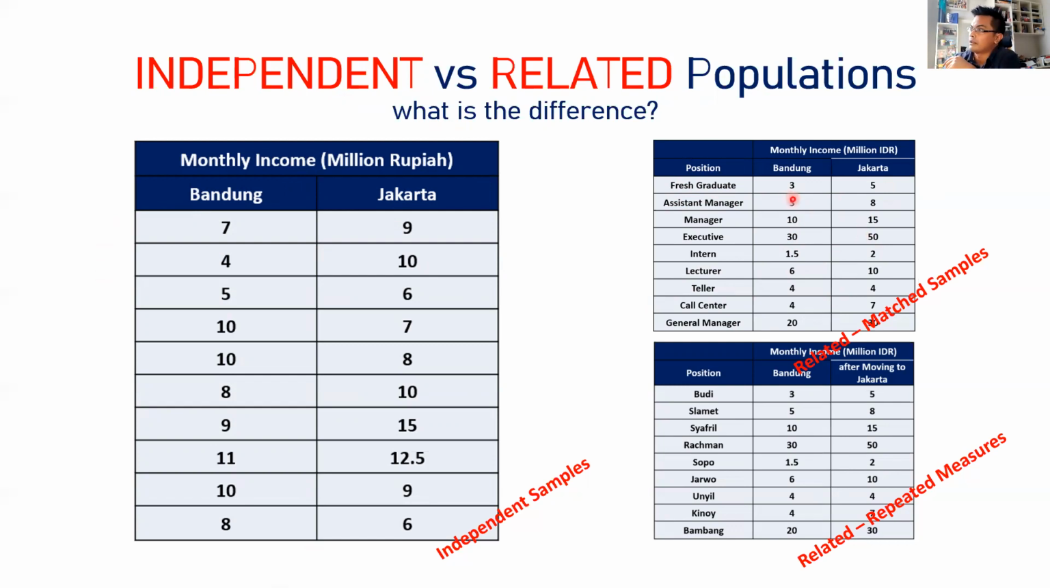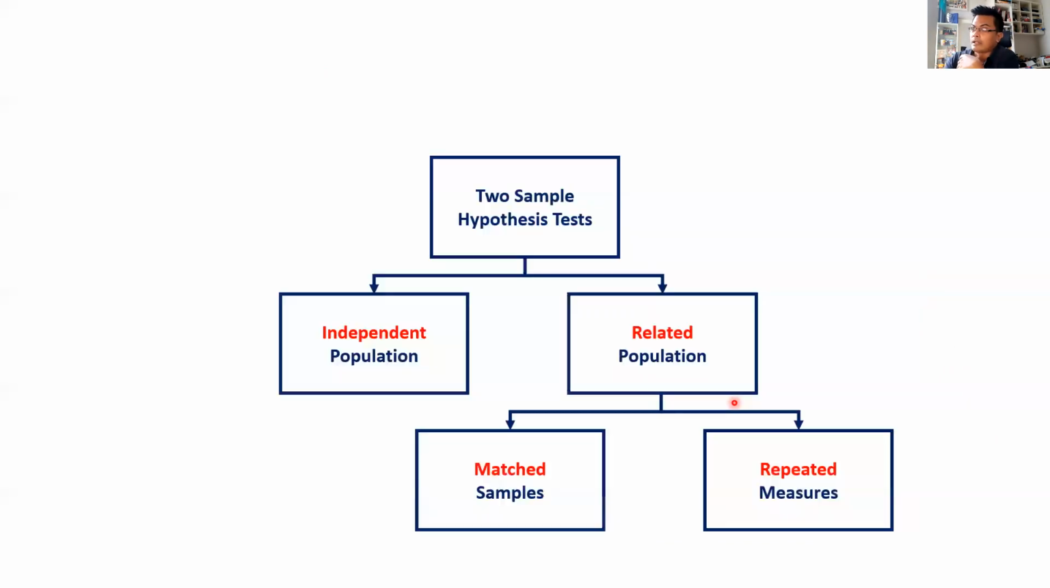People with the same job title, the same condition, or position. Or the related population case could also be studying a before and after event, a before and after effect, like the second case in which the respondent's monthly income is recorded before moving to Jakarta and after moving to Jakarta. So I think that's it.